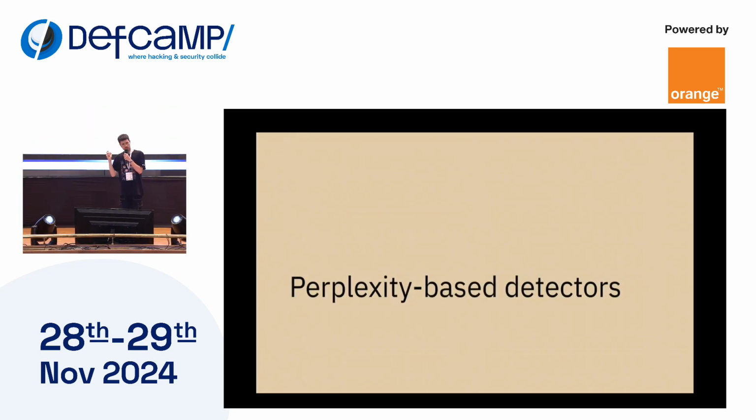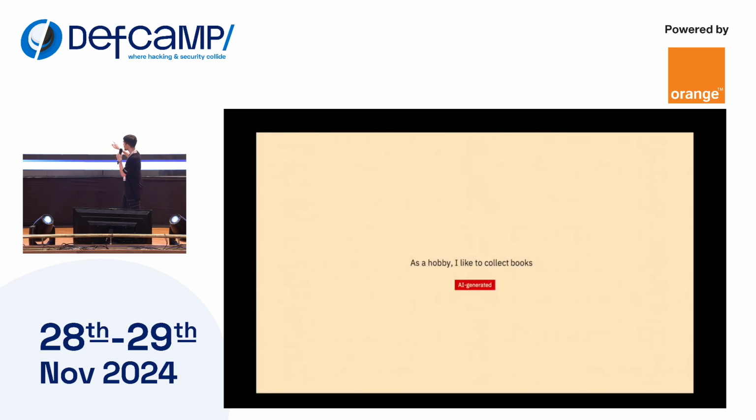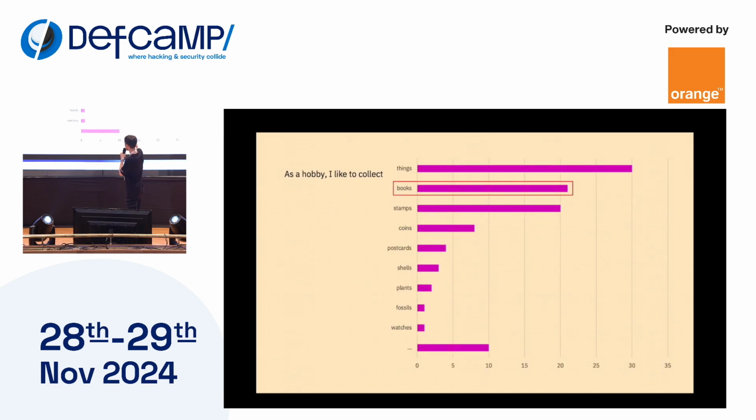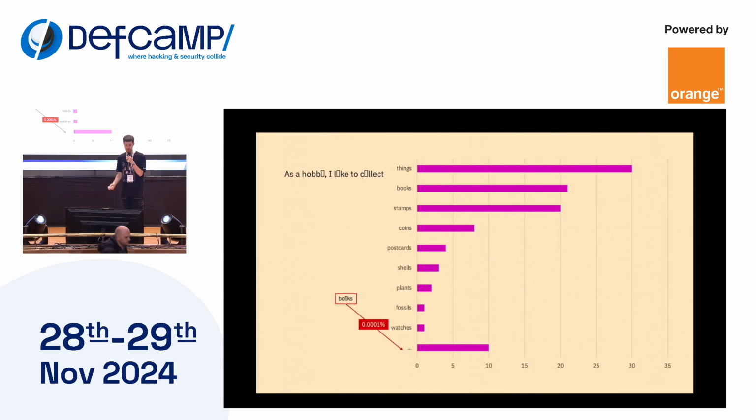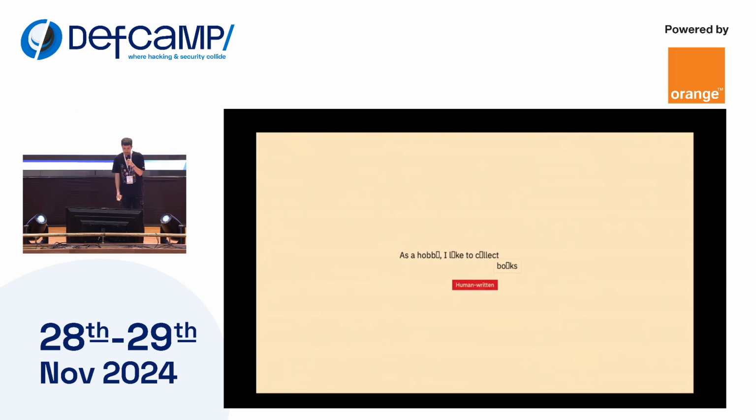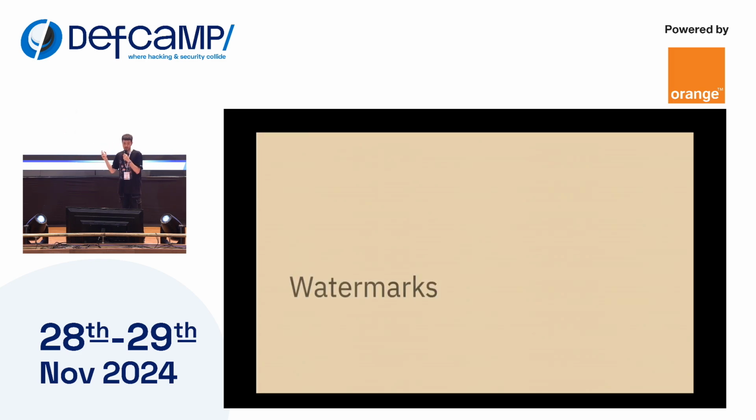Now, perplexity-based detectors, how are they affected? Well, the idea is very simple, right? We had this phrase before, as a hobby I like to collect books, but books had a certain probability, etc. But now if I have this phrase, as a hobby, of course, my probability distribution is going to look completely different. What's the probability of nothing? Nothing. So it's going to look human just because the detector doesn't understand what's here. Now, yes, this fails as well.